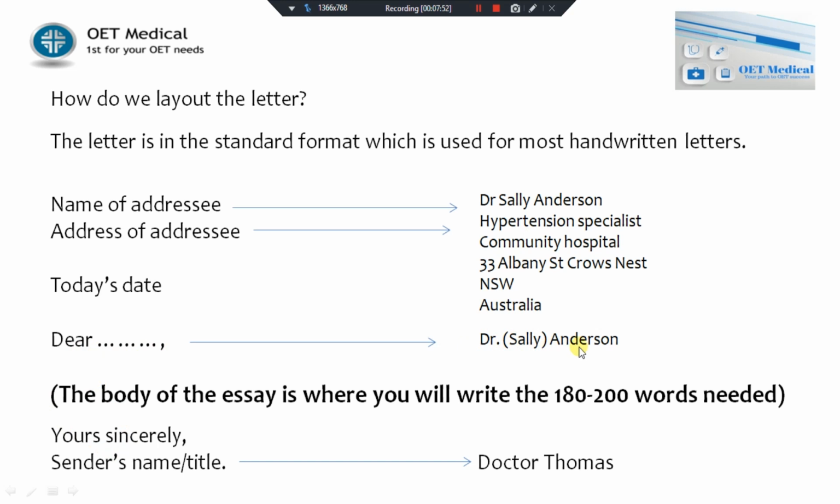In this case, dear Dr. Anderson. If you know the person, you're familiar with her, or she's a colleague, you can include Sally. But if you don't know the person, my advice is just use Dr. Anderson. And then you have the body of the letter. The body of the letter is this section. The valediction, which is the end, yours sincerely, and your name, is not included. So the body is everything between dear and yours sincerely.